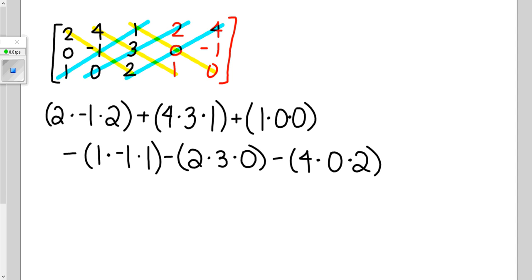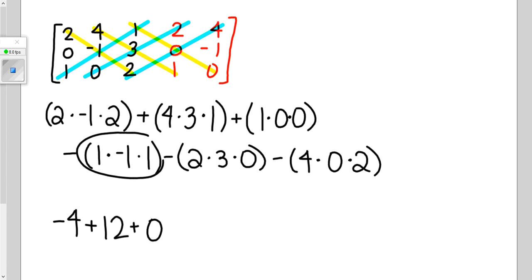Now just because this looks a little cumbersome, I'm going to come back in and rewrite things. So the first thing I'm going to figure out is, what is 2 times -1 times 2? Well, 2 times -1 is -2. And then times 2 again is -4. Plus, I'm going to figure out this one. 4 times 3 is 12, and 12 times 1 is 12. Plus, on to the next one. 1 times 0 is 0, and 0 times 0 is 0.